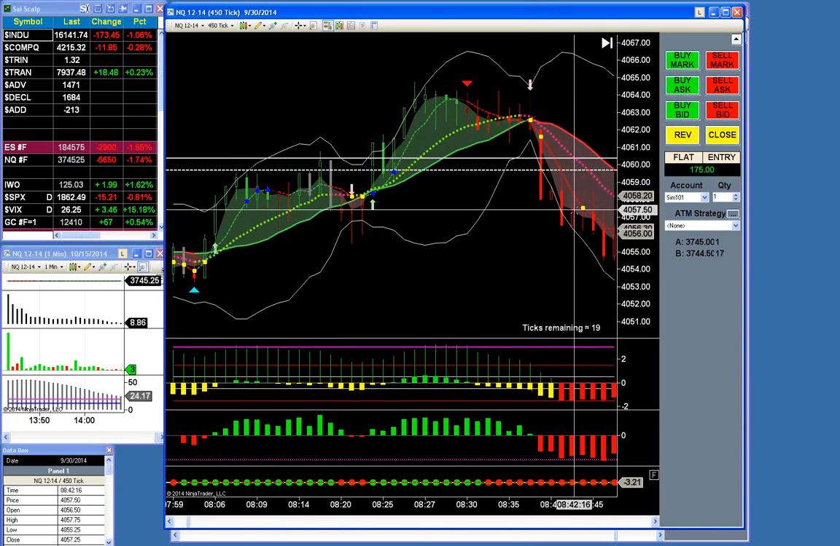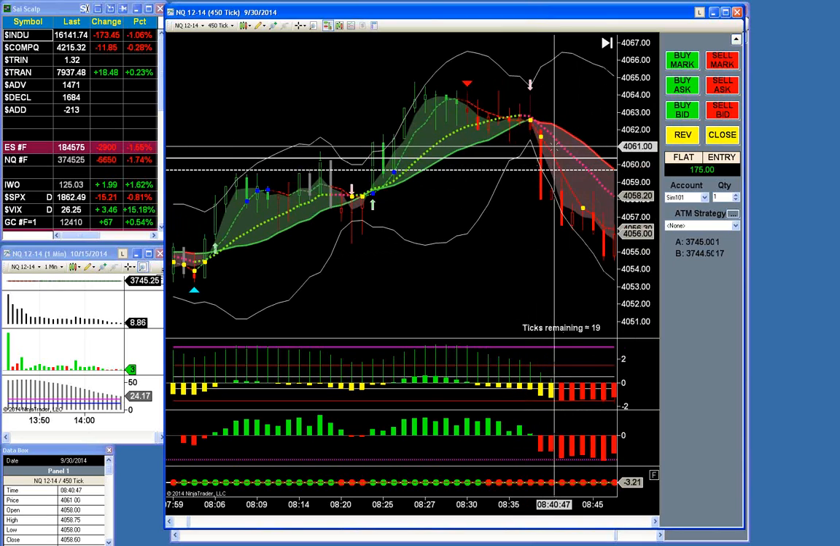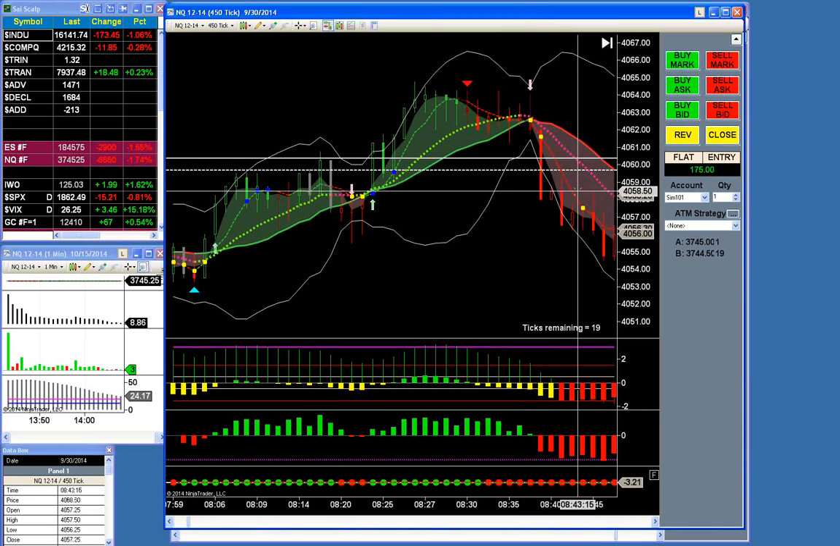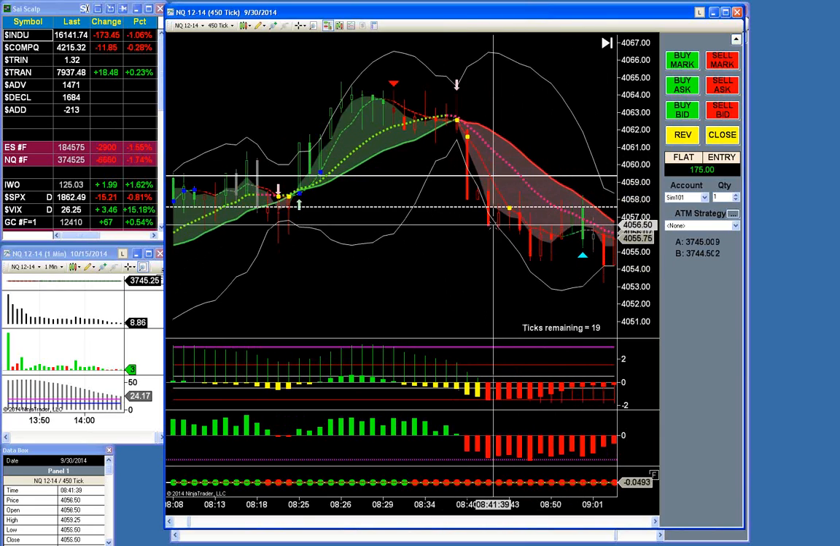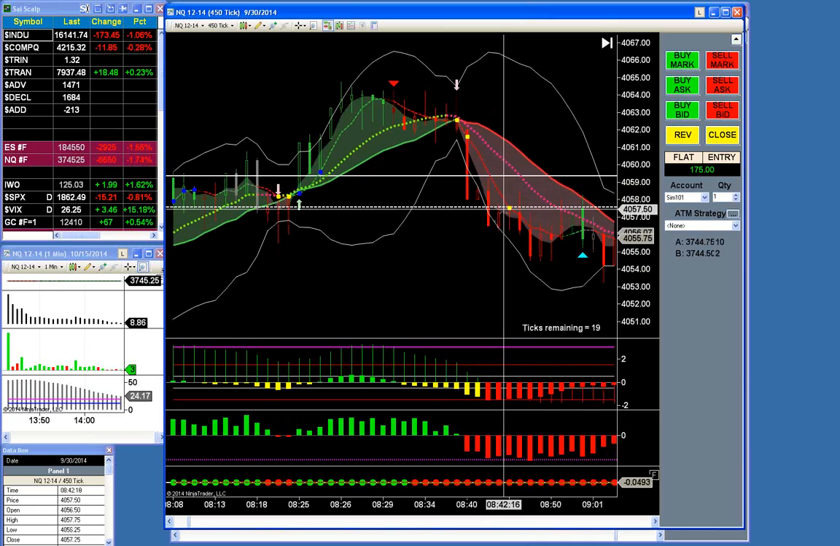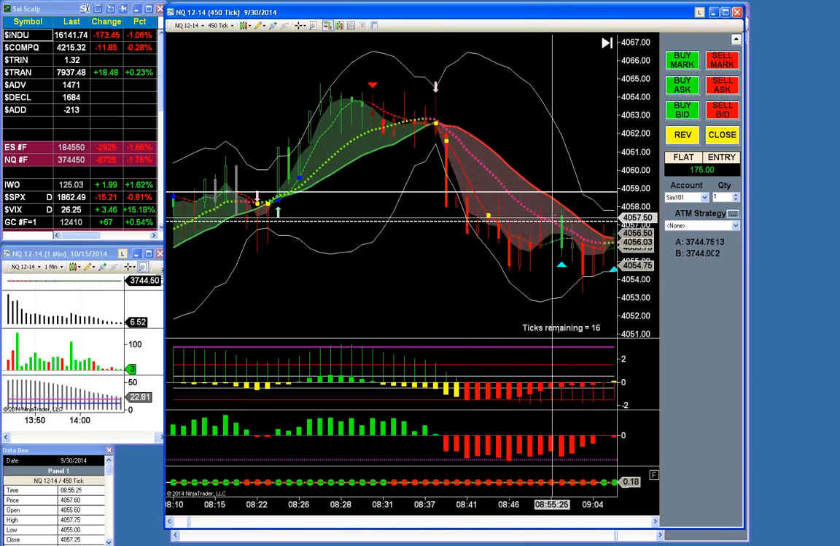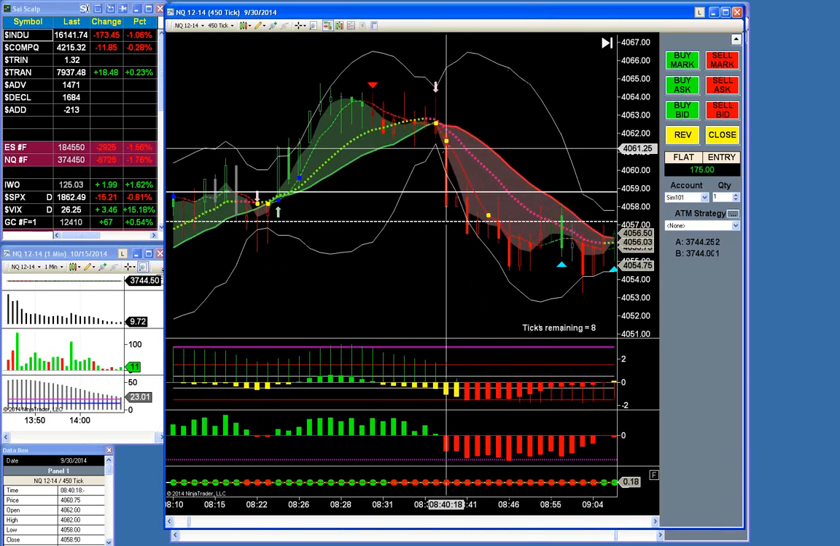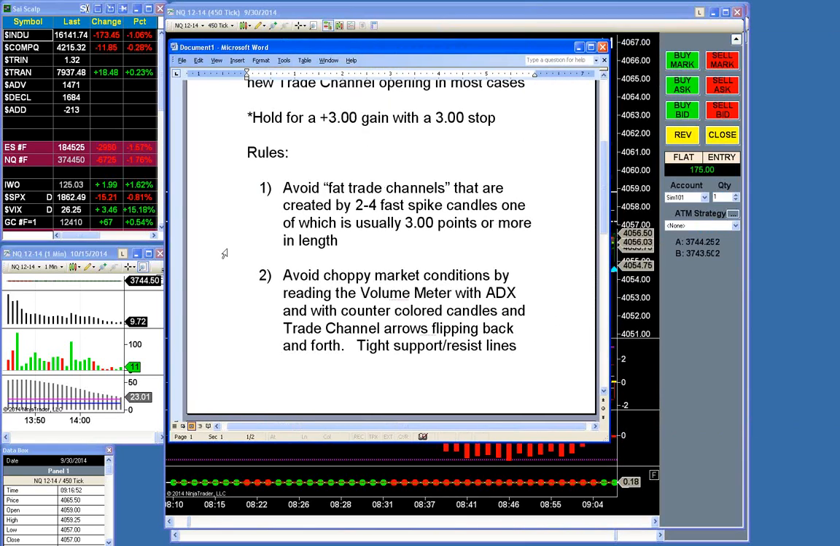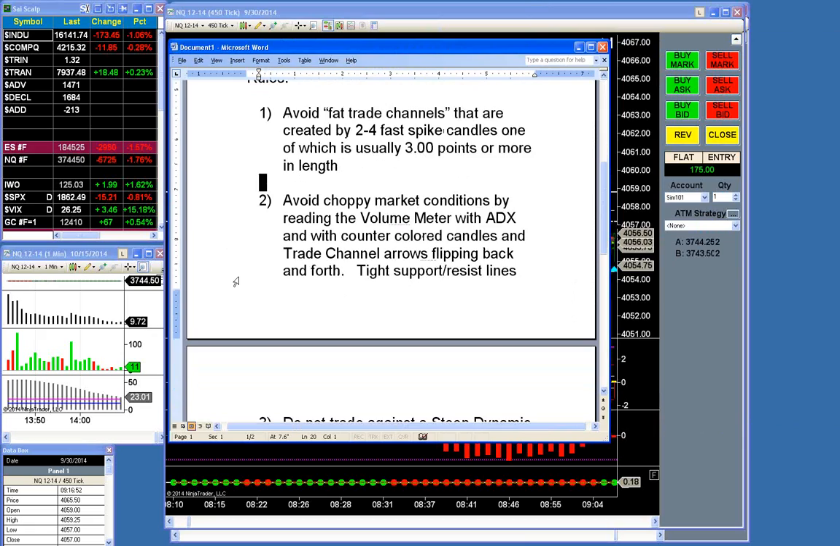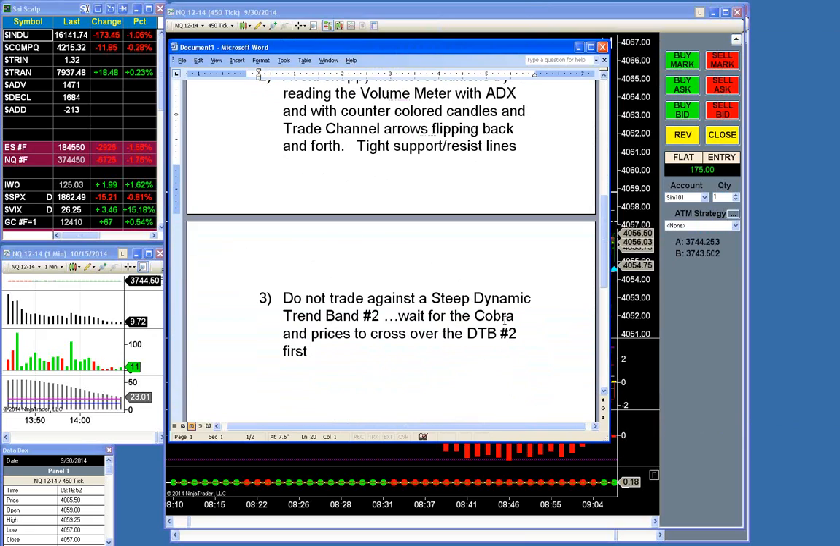Now again, the fourth, fifth candle hit the signal line, but look at what happened. It did sell off. 57.5 went down to 54.5 for exactly 3 points. However, you had to pay for it. There was some choppiness in there, and the reason is that good old rule that's on here, very simple rule. Do not trade against a steep dynamic trend band.